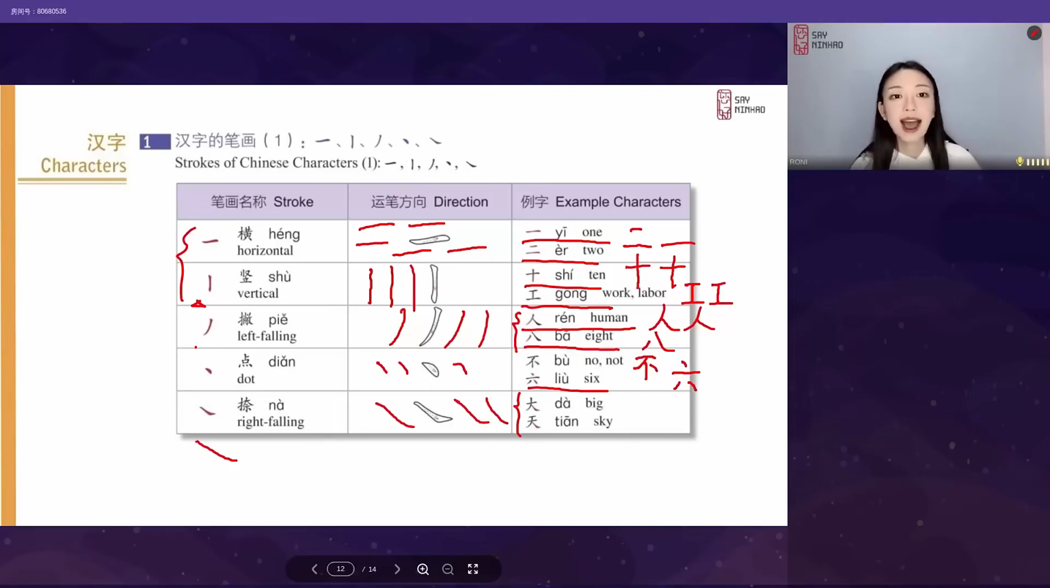First one is 大, which means big. It is written first a horizontal and then a left falling and another right falling. This is 大, which means big. And another, sky, 天. It consists of 2 horizontals and a left falling and then a right falling. So these are the basic components of Chinese characters, strokes.